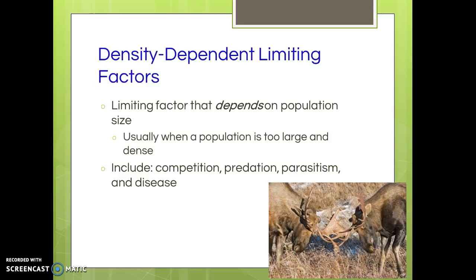What about predators coming in? If the population gets to a high number, there's going to be predators coming in to lower that growth. Parasitism works the same way. Diseases are spread easily if there's a lot of individuals in the population and they're in close contact with each other. Disease can spread really quickly. So those are density dependent. They only kick in when the population becomes too high.